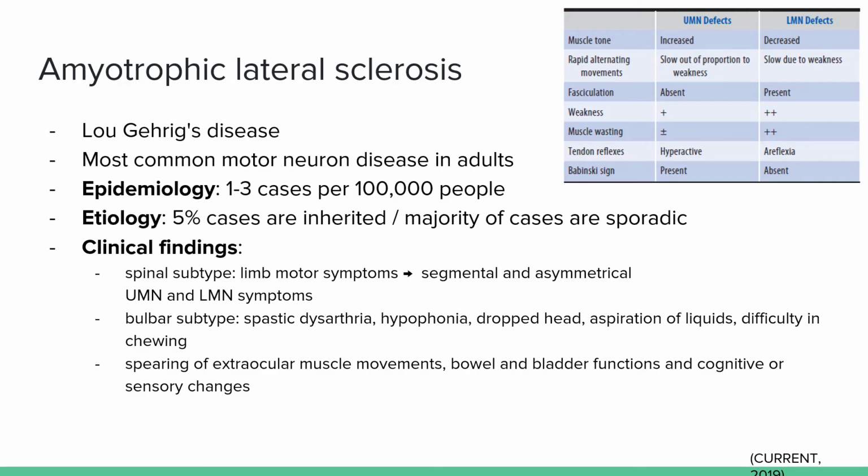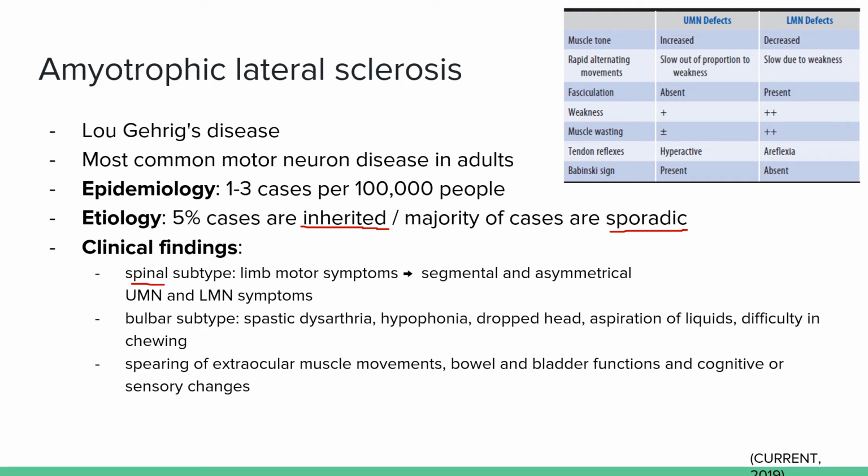Amyotrophic lateral sclerosis, also known as Lou Gehrig's disease, is the most common motor neuron disease in adults. It presents in 1 to 3 cases per 100,000 people, and regarding etiology, 5% of cases are inherited, but the majority of cases are sporadic. The typical clinical findings we expect to see depend on the structure affected.